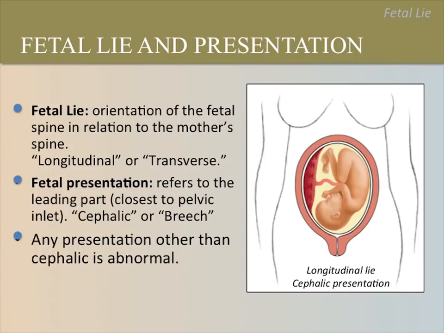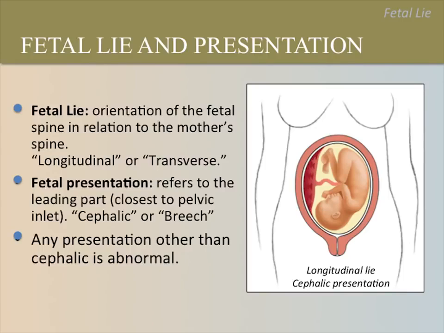A longitudinal lie, meaning that the fetal spine is aligned with the maternal spine, can mean that the baby is in either the cephalic or breech presentation. Another possibility is that the fetal lie is transverse, which means that the baby is in sideways position, with its head towards one of the maternal sides. Any presentation or lie other than cephalic is abnormal.